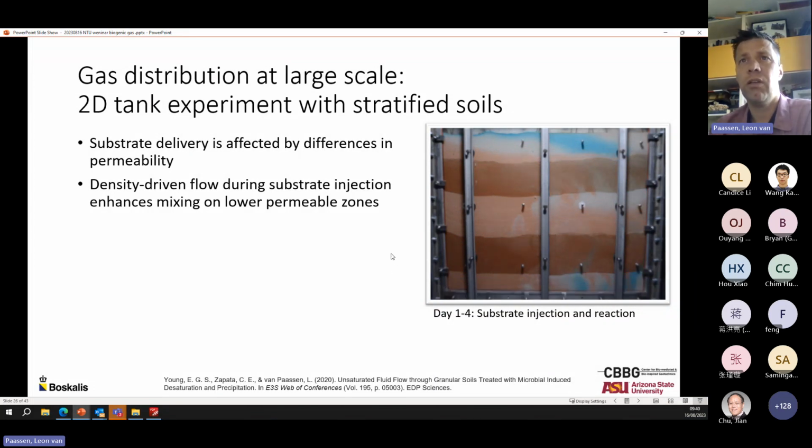Second, once the reaction starts going after 2-3 days, you actually see that it's now getting stuck.